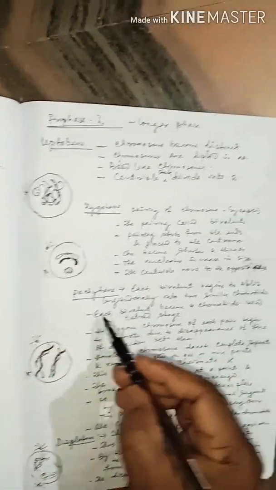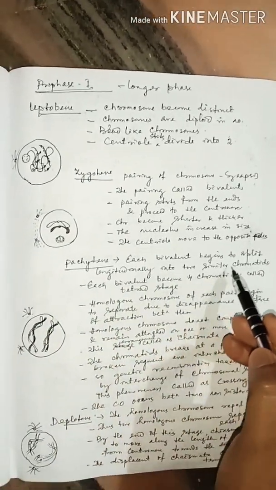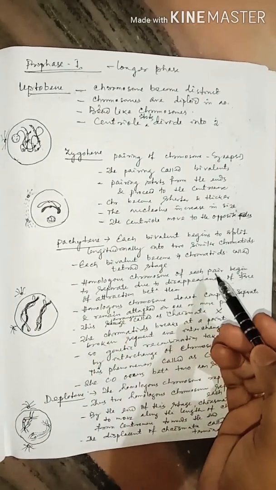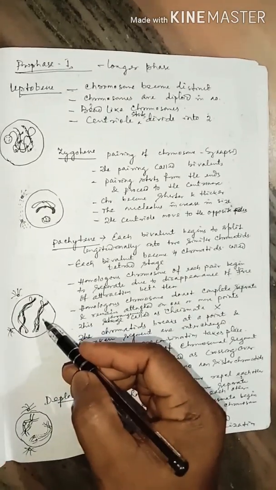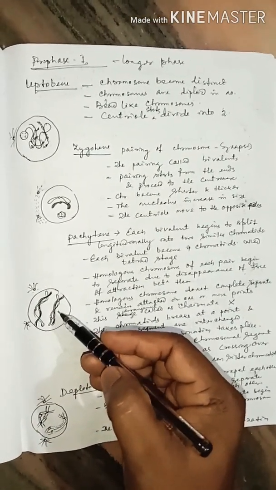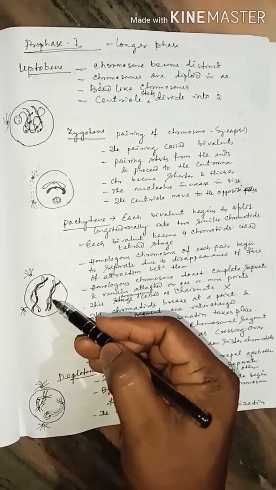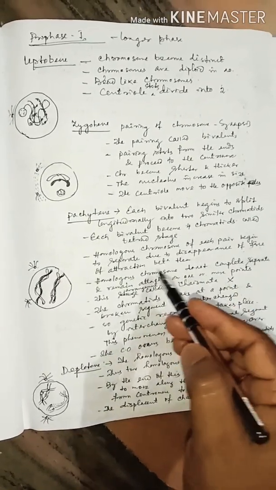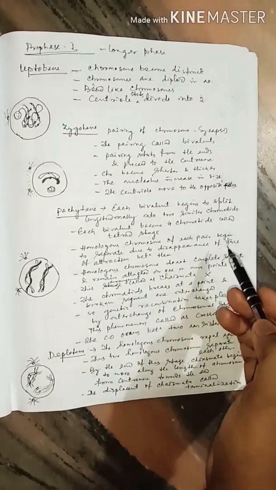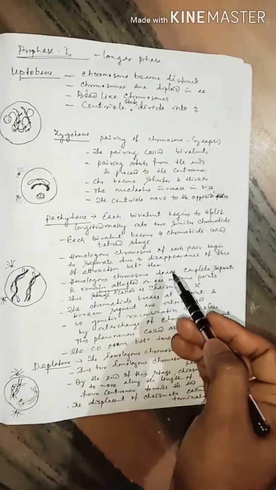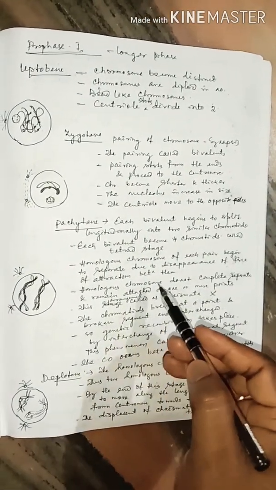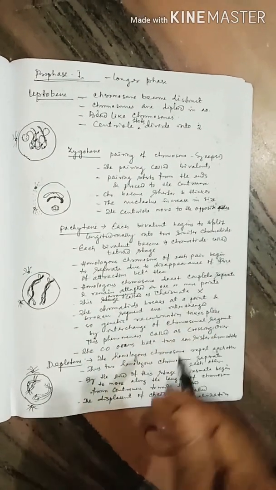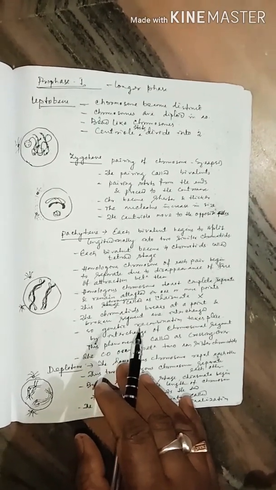The nucleolus increases its size and the chromosomes become bivalent. Then the next substage is pachytene. Each bivalent begins to split. So each bivalent becomes 4 chromatids, and this stage is called a tetrad. Tetra means 4. So these 2 chromosomes with 4 chromatids, this stage is called tetrads. Homologous chromosomes of each pair begin to separate due to disappearance of the force of attraction between them. The homologous chromosomes do not completely separate but remain attached at certain points.